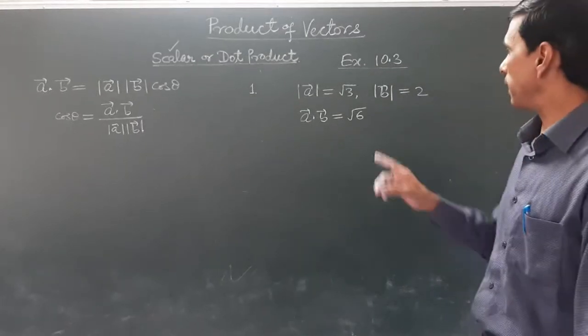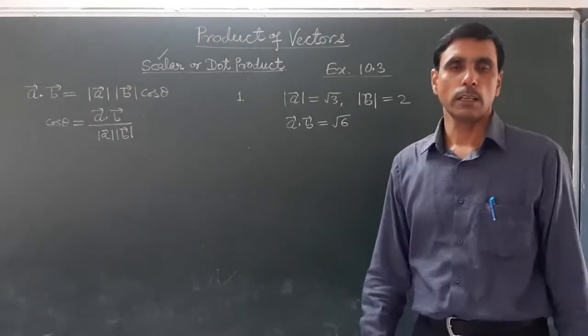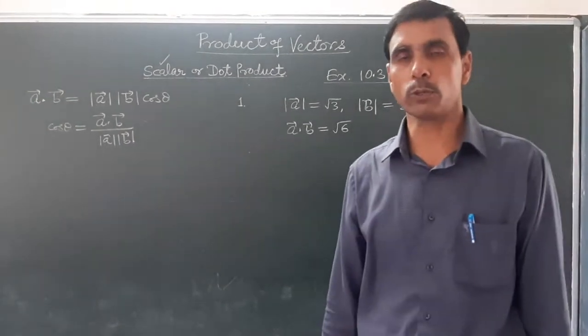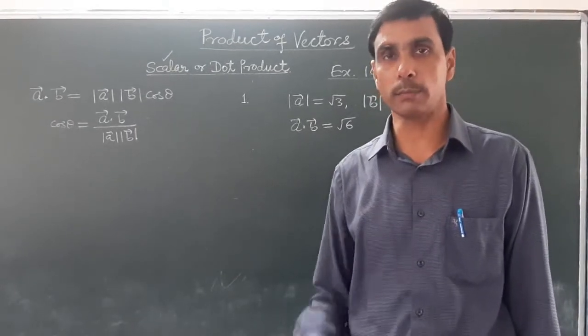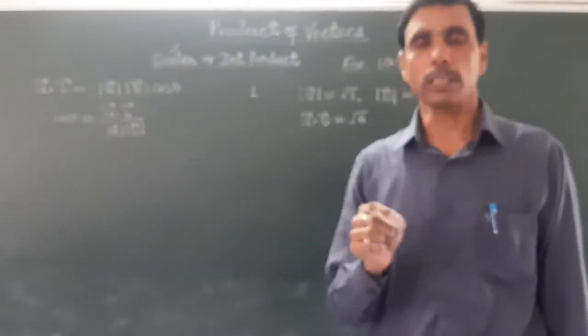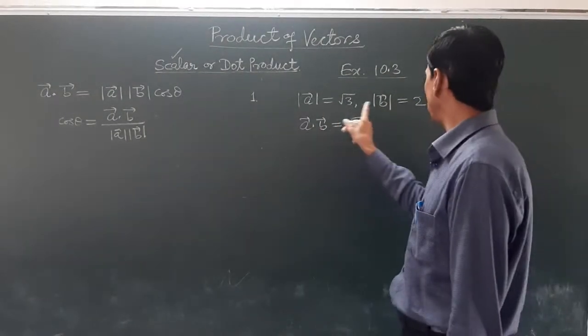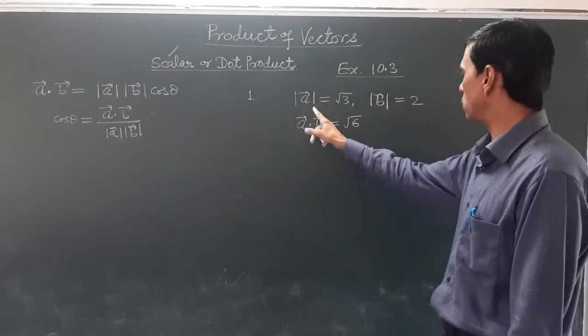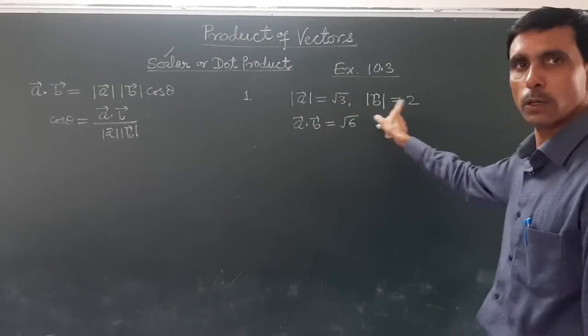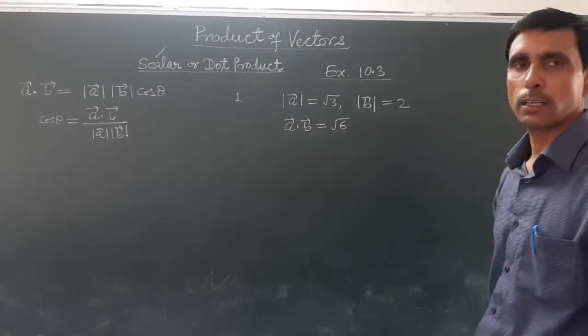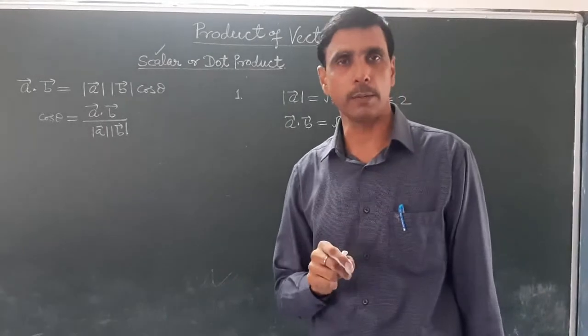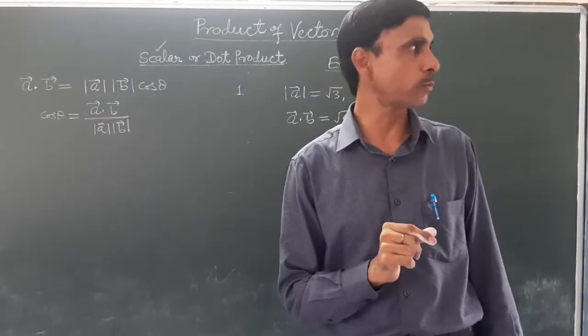हाँ बच्चों, एक्सरसाइज 10.3 छोटे छोटे क्वेश्चन हैं, इसमें 4 मार्क्स के क्वेश्चन बहुत ज़्यादा नहीं है, मिसलेनियस में मिलेंगे. तो चलिए छोटे देखें. First question, A and B are two vectors whose magnitudes are under root 3 and 2. A dot B is root 6. Find the angle between them. 1 mark question, not more than that.